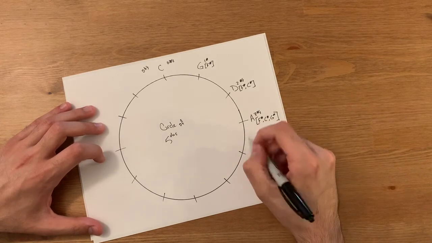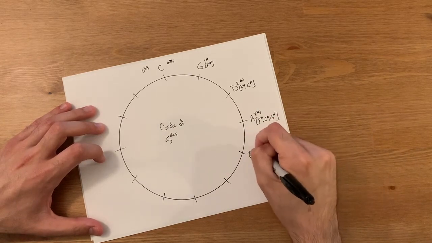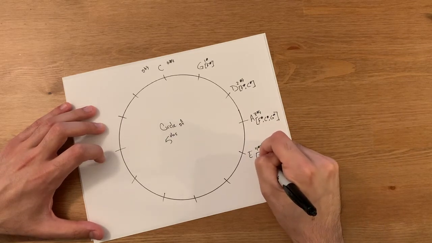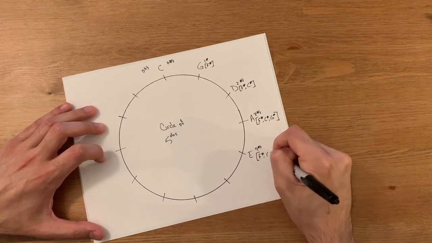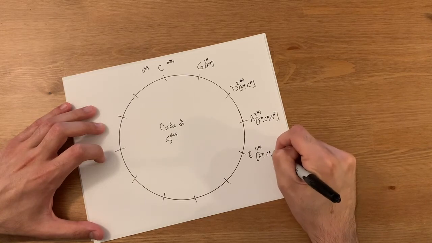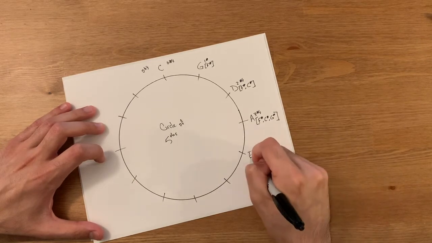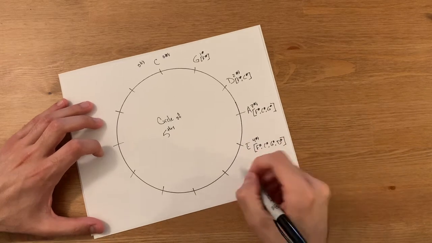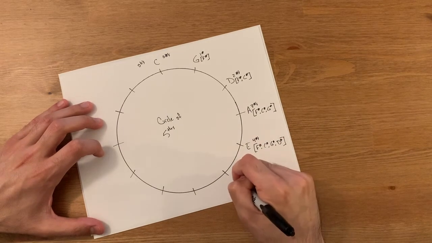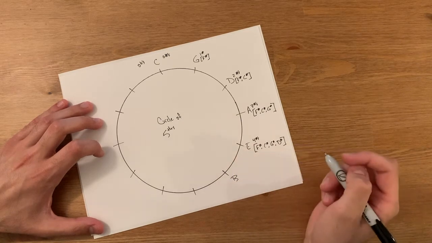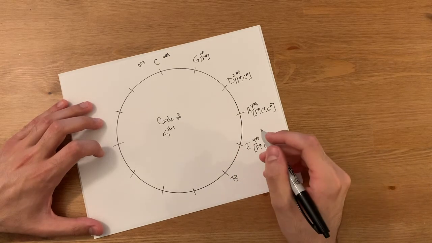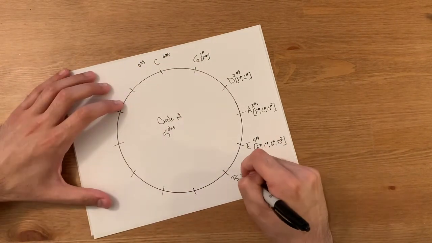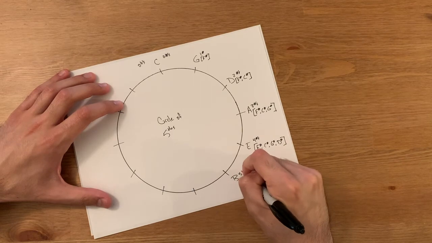5 notes up from A, E, 4 sharps, right? F sharp, C sharp, G sharp. One letter back from E gives us D sharp. Up 5 more notes, we're at B, right? E, F, G, A, B. We're gonna have 5 sharps.